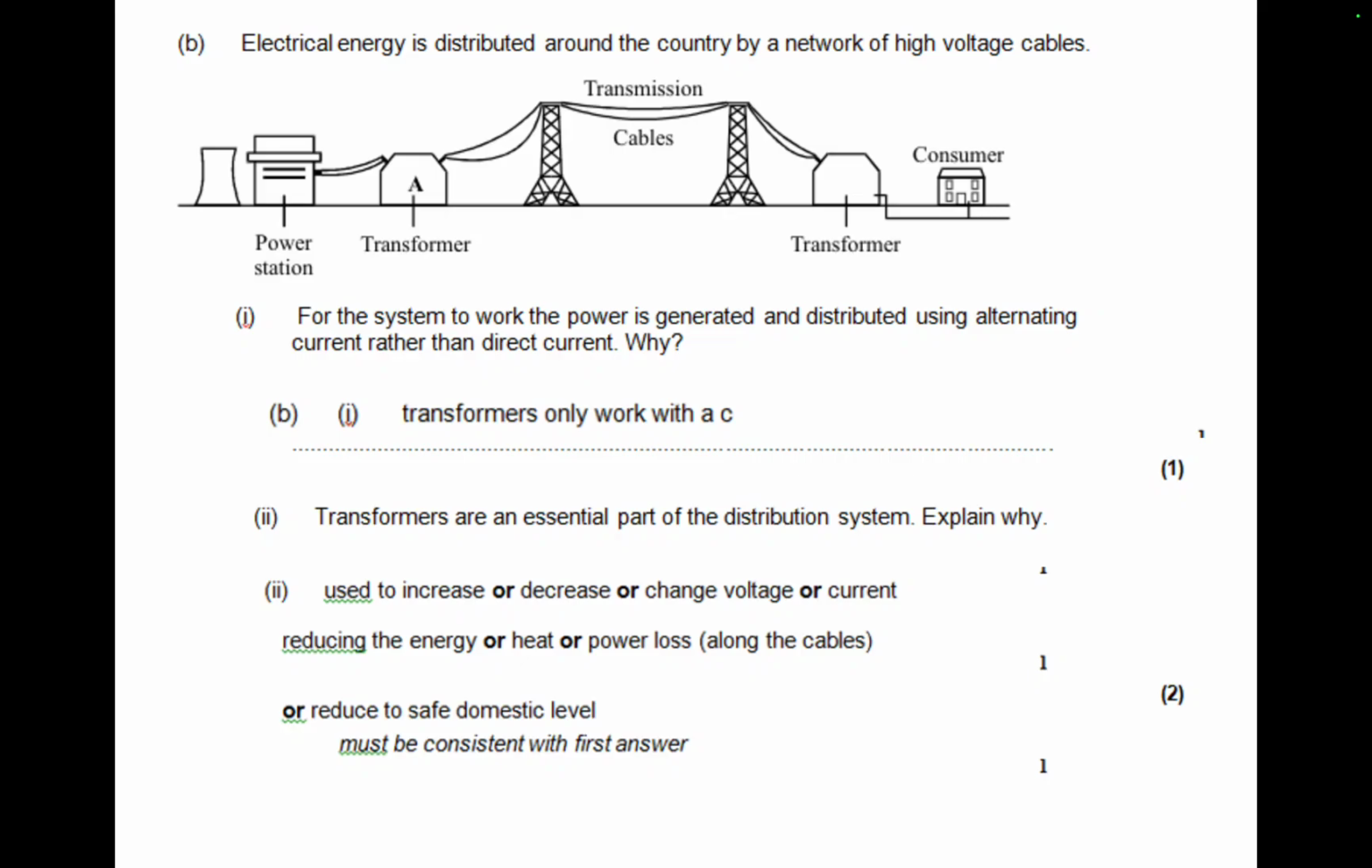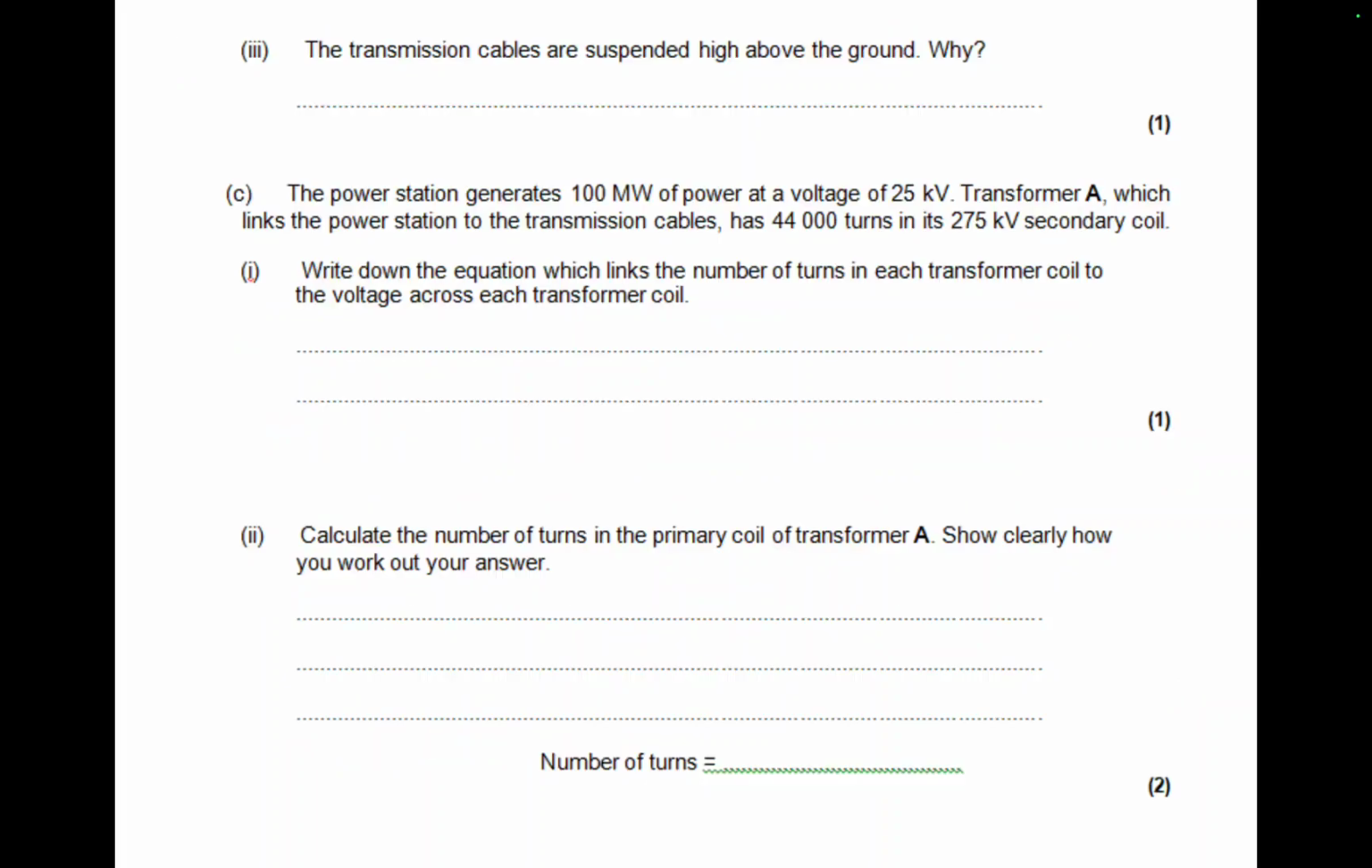So transformers are an essential part of the distribution system. Explain why. Used to increase voltage, reduce current, which reduces the power loss along the cables. All right, let's move on. Right, if you want to try all this.